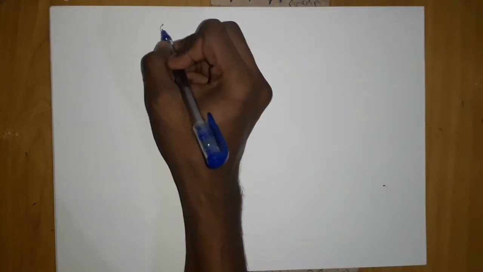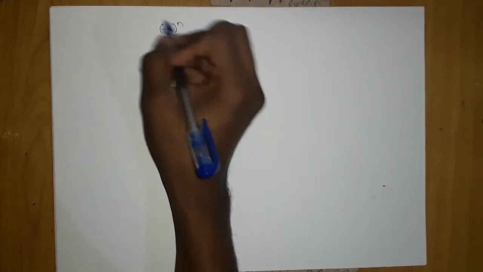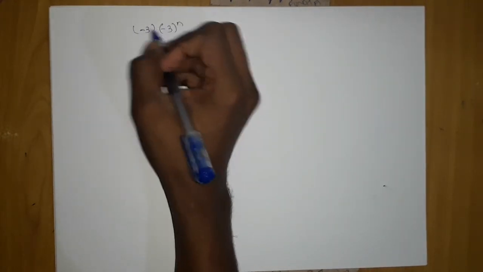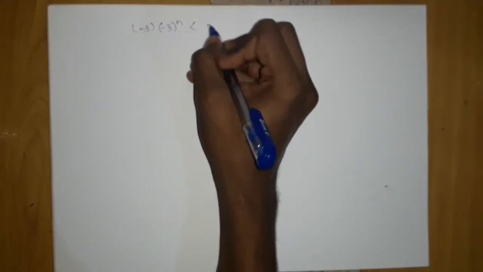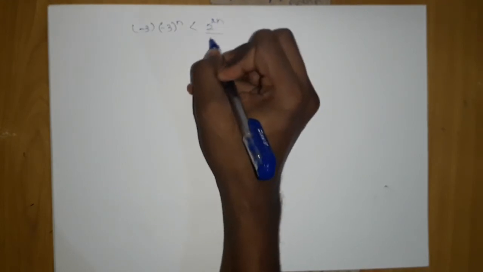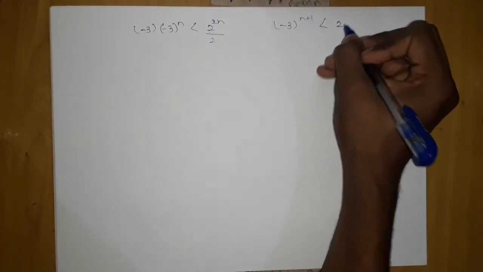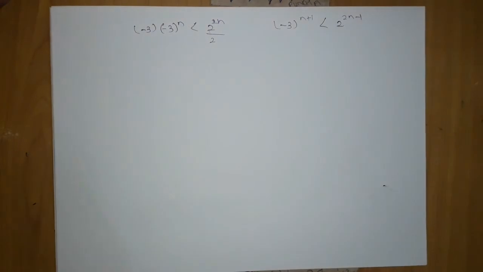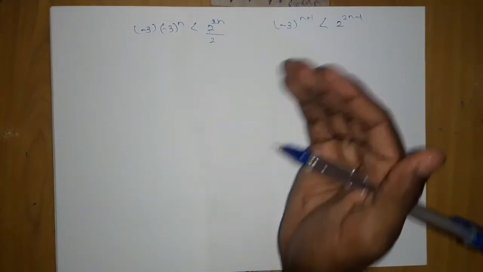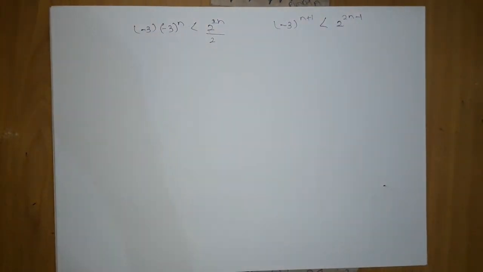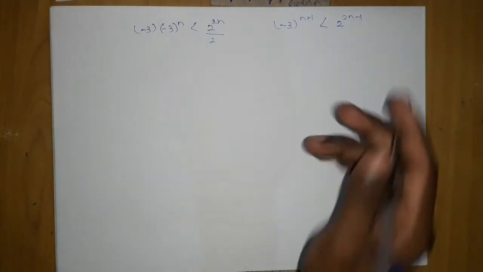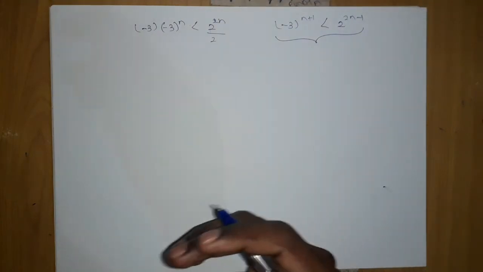Now let me take the next page. On the next page, we have minus 3 into 3 power n, or here if I move, we have minus 3 again, and this is 4 power n, which I can write as 2 power 2n, and here we have 2. Then what we get is minus 3 power n plus 1 should be less than 2 power 2n minus 1. So now we want to find and analyze this condition which we got. Now we are going to analyze what this condition naturally means.